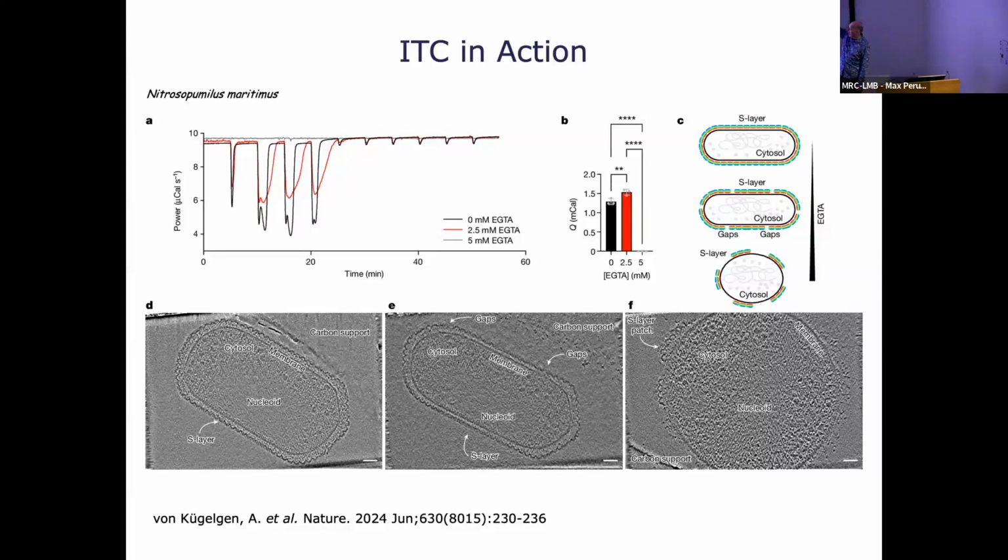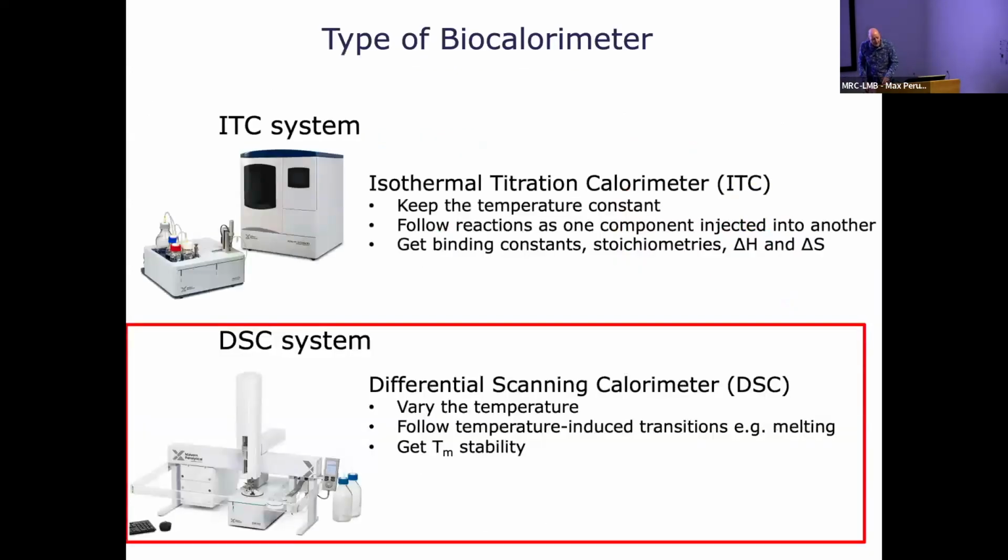And what you can see then in black is that when you put these bacteria in the cell and you inject in ammonia, you actually get some heat coming off. If you start to destroy this S layer by putting in EGTA, you can see the heat go down. And in the center there, you can see the heats are being destroyed. So calorimeters can measure anything.